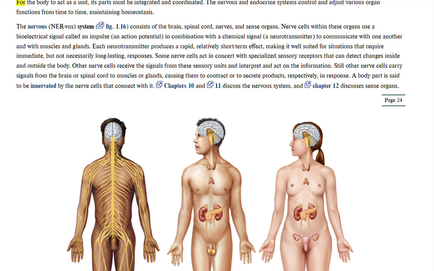Integration and coordination. For the body to act as a unit, its parts must be integrated and coordinated. The nervous and endocrine systems control and adjust various organ functions from time to time, maintaining homeostasis.